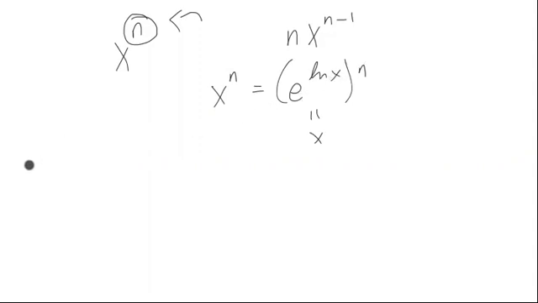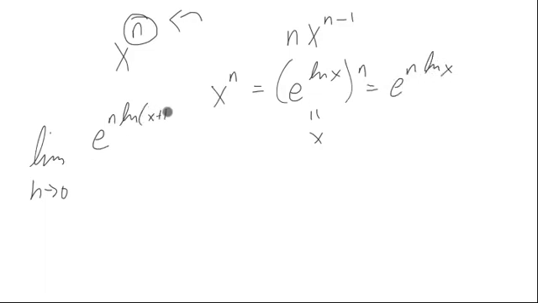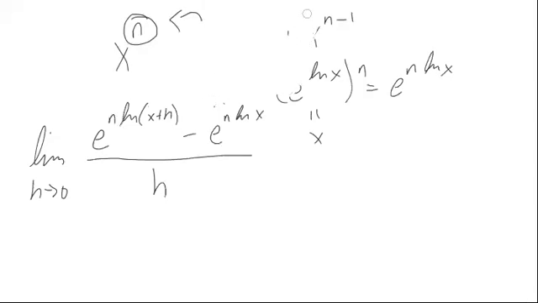Okay, now let's proceed with a limit. The limit as h approaches 0 of e to the n natural log of x plus h, then let's subtract e to the n natural log x, and put this all over h. And let's investigate this limit a little bit here, see what we can come up with. We're going to try to locate maybe a derivative popping up in this limit or two as we proceed.